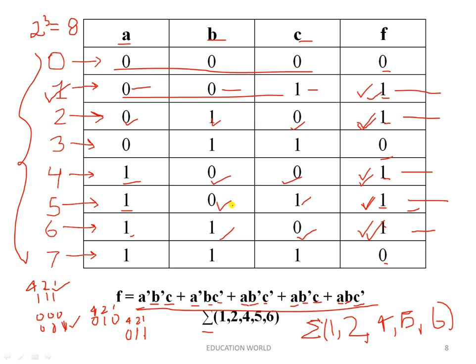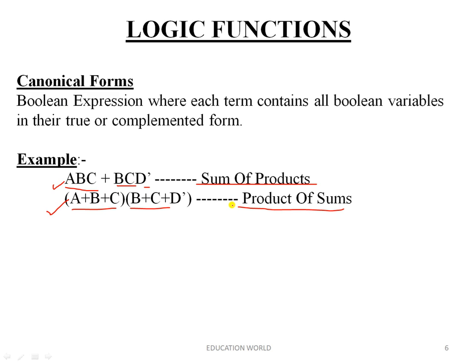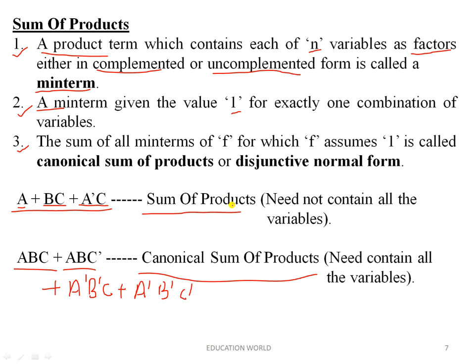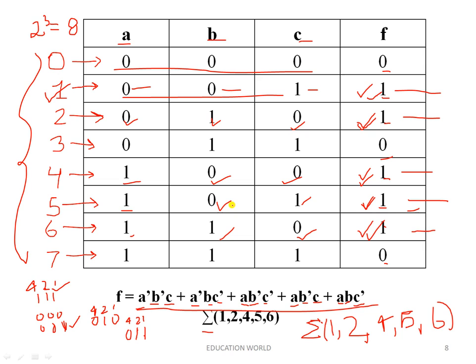So what we have seen in this video: first we have seen the canonical form definition and example, and then what is sum of product, and we have seen the difference between sum of product and canonical sum of product. Then we have seen an example of it.